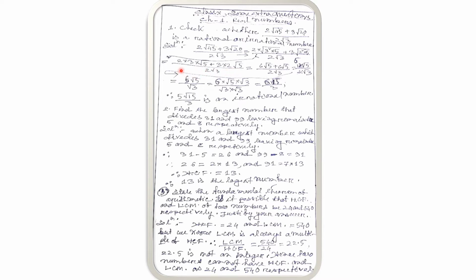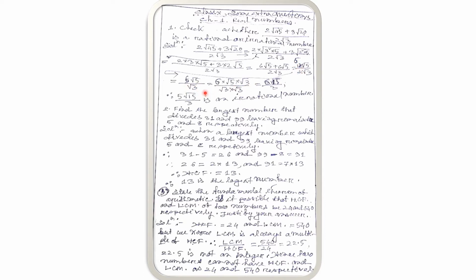Now, 3 into 2 root 5 plus 3 into 2 root 5 will be 6 root 5, by 2 root 3. 6 root 5 plus 6 root 5 equals 12 root 5. This is 12 root 5, and this is 2 root 3. If you cancel 2, 6 are 12. So it is 6 root 5 by 3.